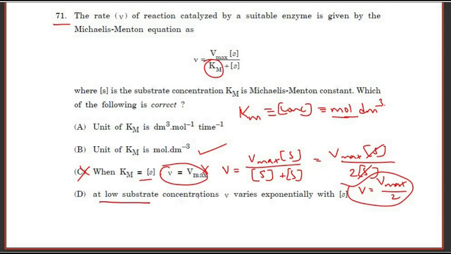At low substrate concentration, V does not vary exponentially, it varies linearly with S. Hence this option is also wrong. In option A, the unit dm cube per mole, this unit was reversed. Hence this option A is also wrong. Hence option B is the correct answer.